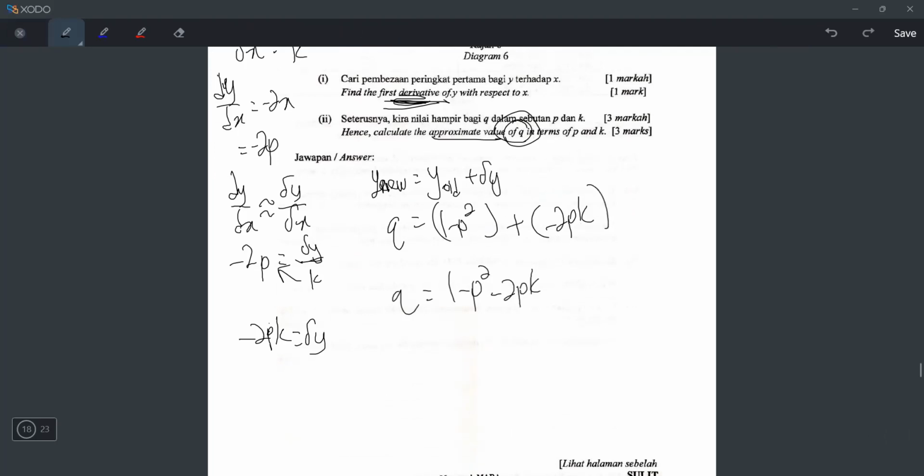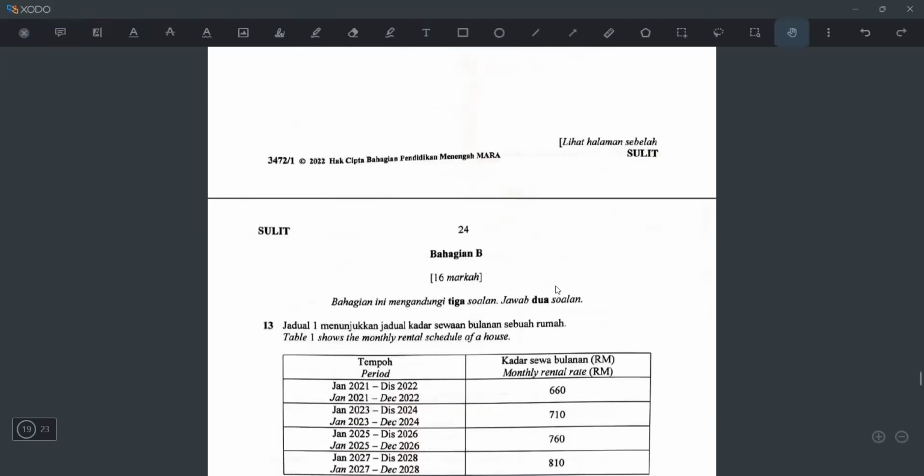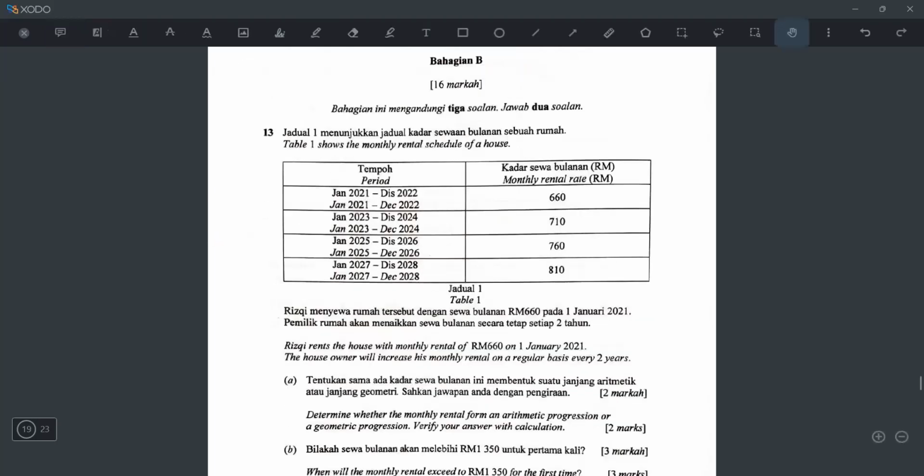So they say in terms of p and k, right? So yeah, that's the answer. Okay, let's go to section B.